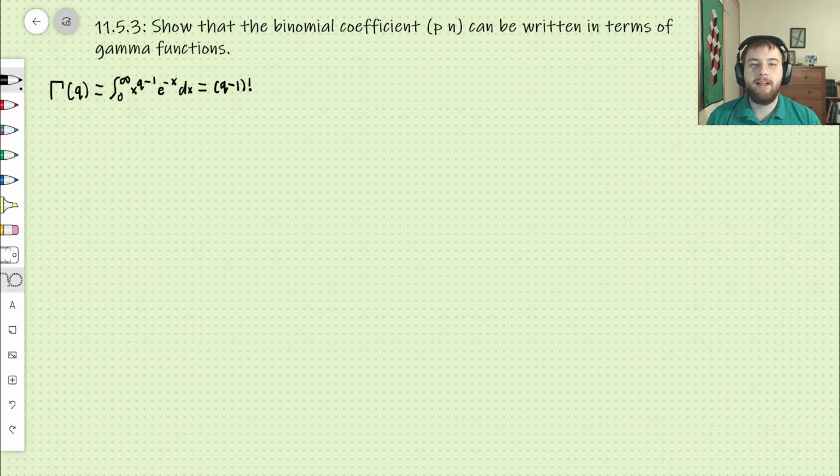Hello everybody, welcome back. Today we're going to be taking a look at some gamma functions. So the gamma function is really just an extension of the factorial that we all know and love.